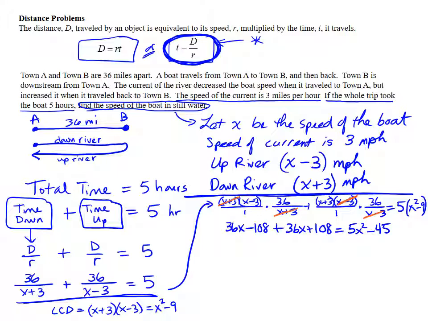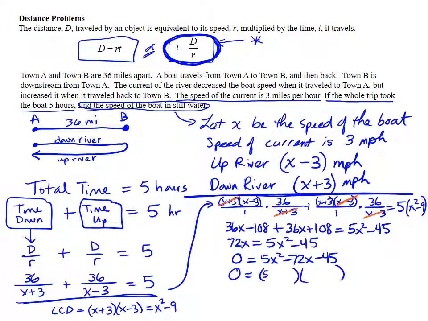Now, collecting like terms here, we have 36x plus 36x, which is 72x. The 108s basically add to 0. One's negative, one's positive. And that's equal to 5x squared minus 45. Get 0 on one side by moving the 72x over. 5x squared minus 72x minus 45. And then go ahead and factor. Now this is not an insignificant factorization.